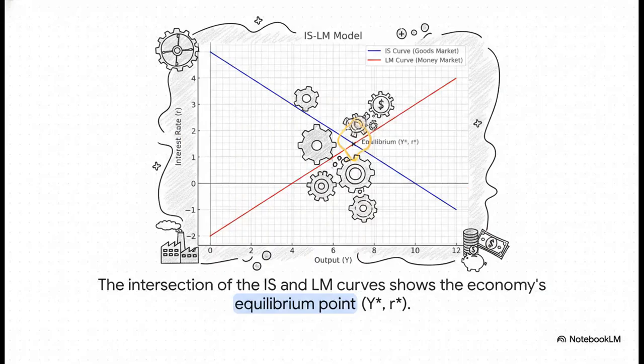And there it is. The spot where the IS and LM curves cross is the economy's single equilibrium point. This is the one and only combination of national income and interest rates where the goods market and the money market are both in balance at the exact same time. It's where everything is in harmony.